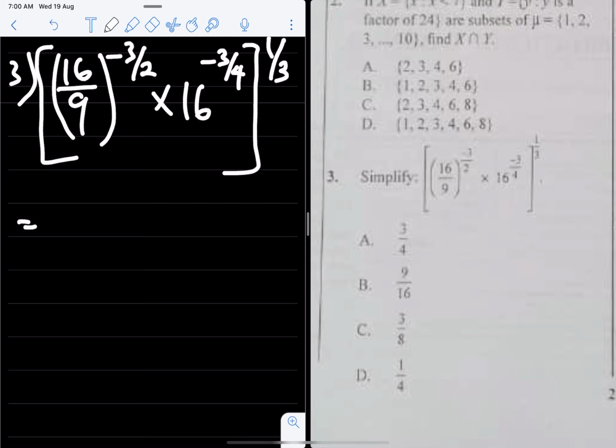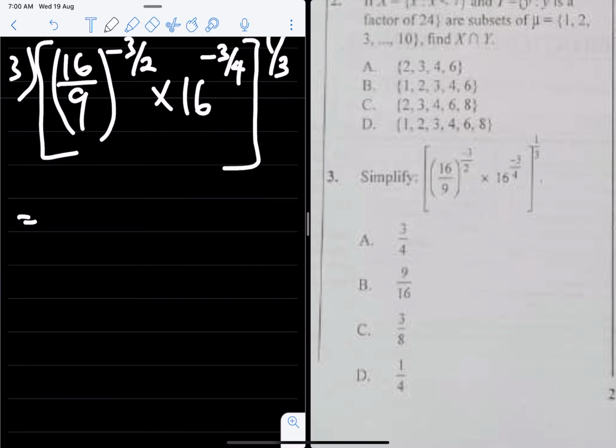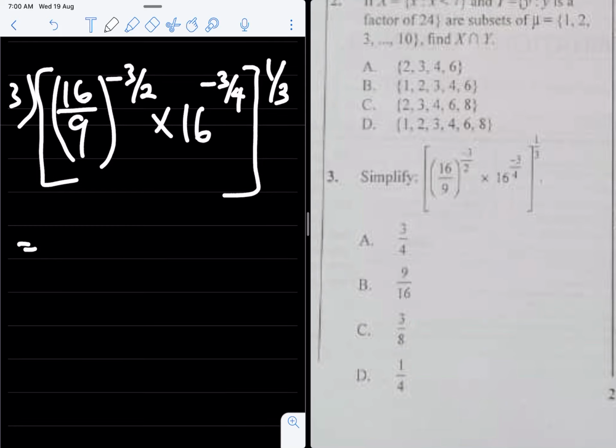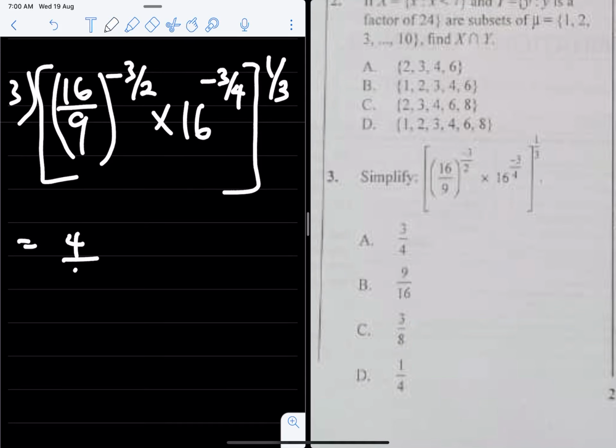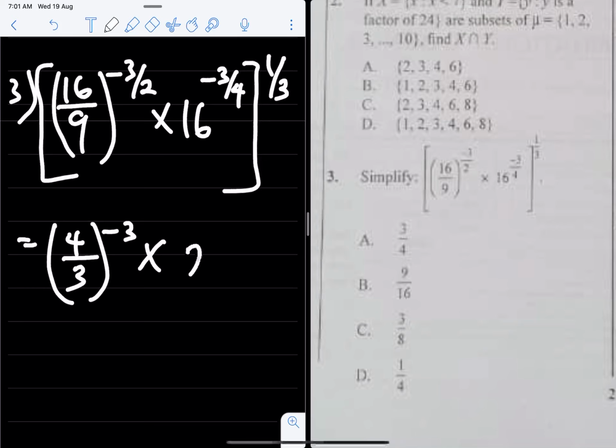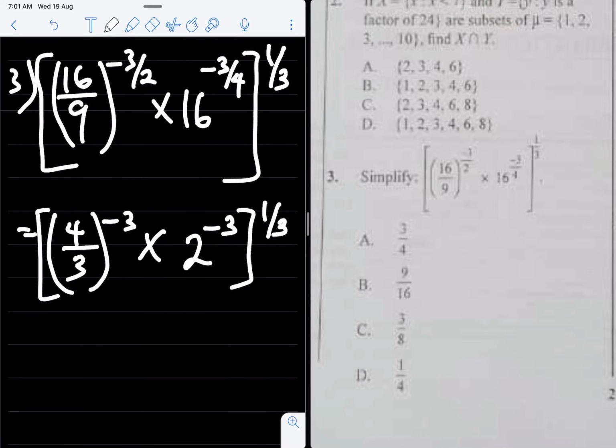And that simply means 16 over 9 raised to power minus 3 over 2 means square root of 16 over 9 raised to power minus 3. The square root of 16 over 9 is 4 over 3 raised to power minus 3, times 16 raised to power minus 3 over 4, which means 4th root of 16 raised to power minus 3. The 4th root of 16 is 2. That means 16 raised to power minus 3 over 4 is 2 raised to power minus 3.